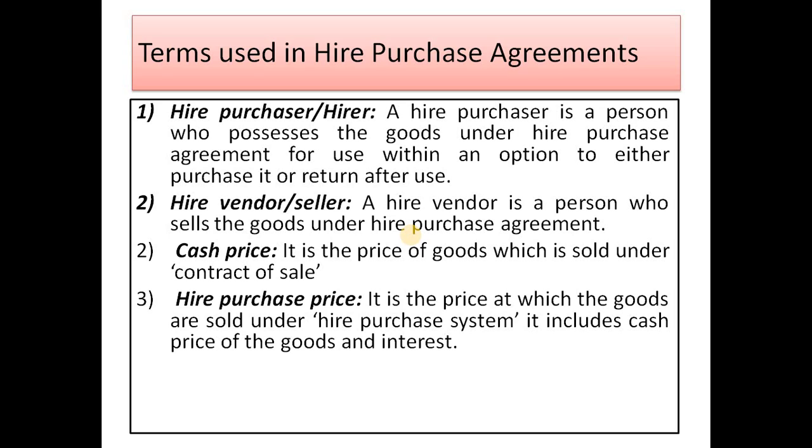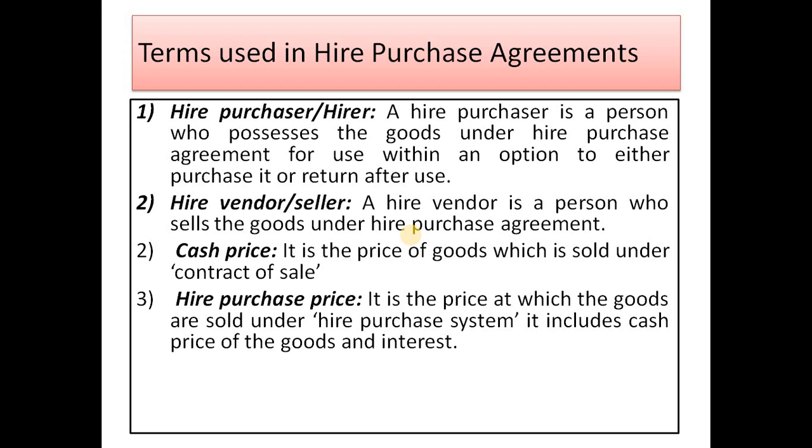Hire vendor or the seller or creditor, he is also a creditor. A hire vendor is a person who sells the goods under hire purchase agreement, who rents out the goods to the hire purchaser, who sells the goods to the hire purchaser. So the person who sells the goods is a hire vendor or seller. Cash price is the price of goods which is sold under contract of sale. Be careful students, here I am saying under contract of sale, not under hire purchase contract. If you are not entering into hire purchase contract and you are buying the goods under normal contract of sale, then the price you are going to pay is called the cash price.